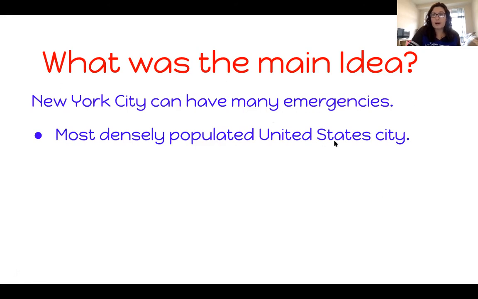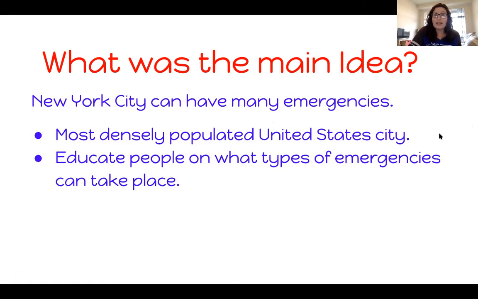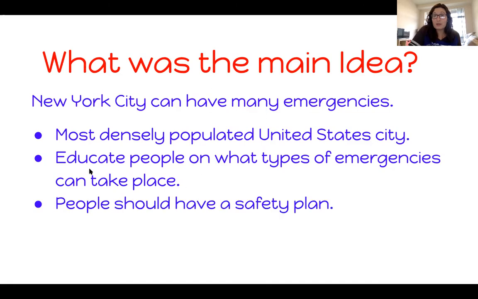It's the most densely populated United States city. There are so many people that live in this area that when emergencies happen, there are more people affected by them. It's important to educate people on what types of emergencies can take place so that when they happen, people know what to do, which leads to my third bullet point. People should have a safety plan when emergencies happen.